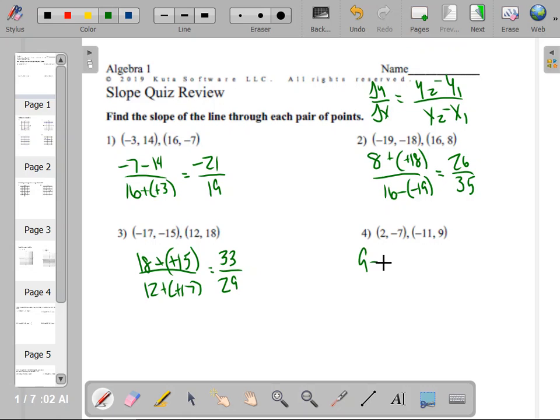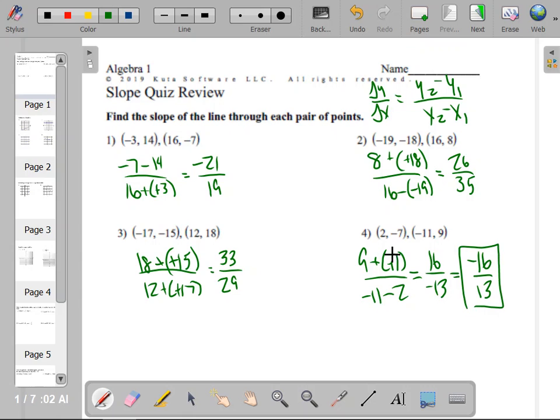Last one, 9 minus negative 7 over negative 11 minus 2. That's the same as adding. So 16 over negative 11 and negative 2 make negative 13. So 16 over negative 13. I'd probably write it like this. It doesn't matter if they put the negative in the top or the bottom.